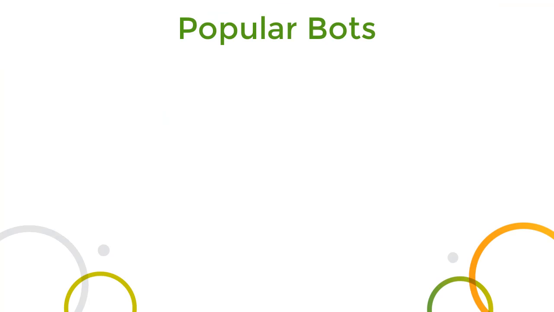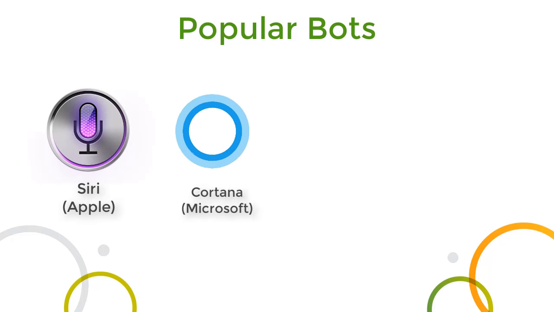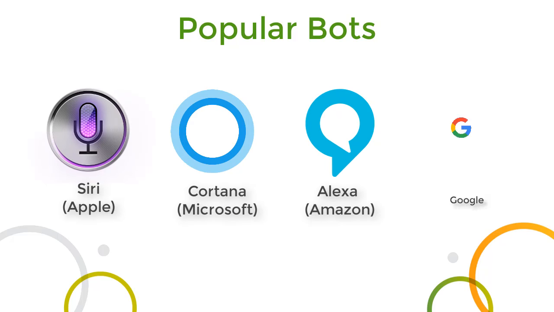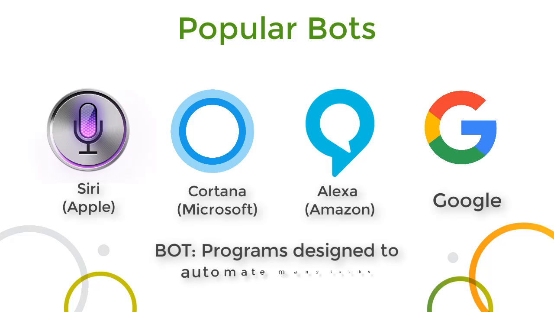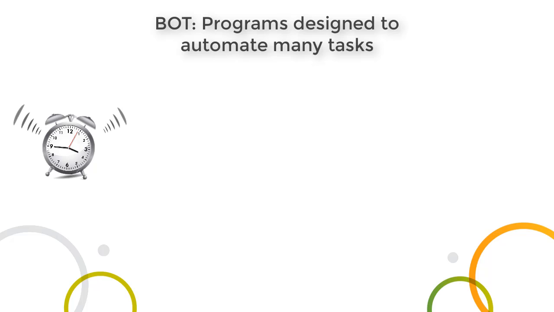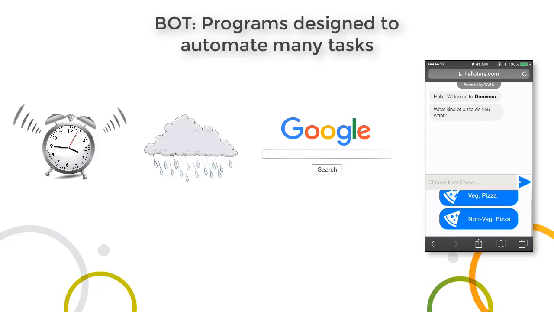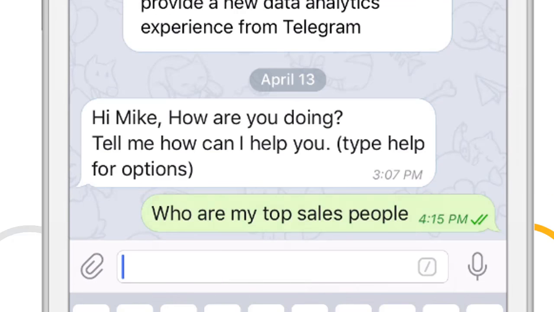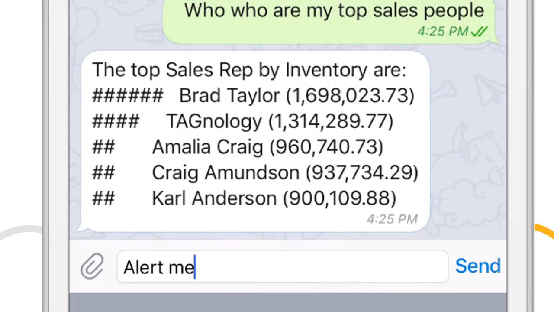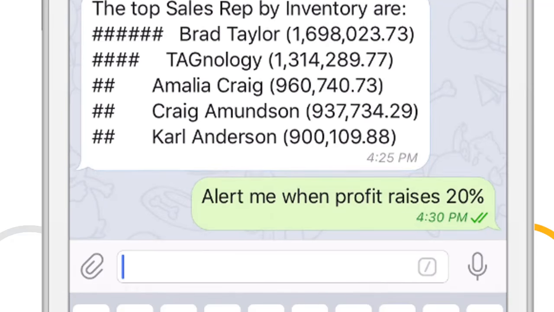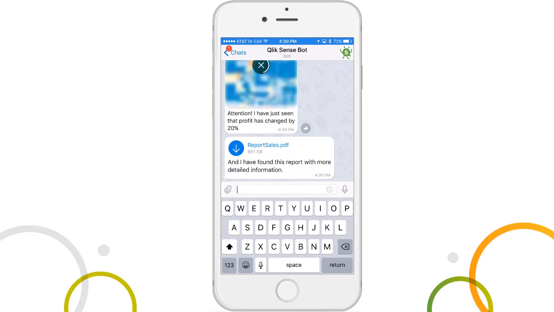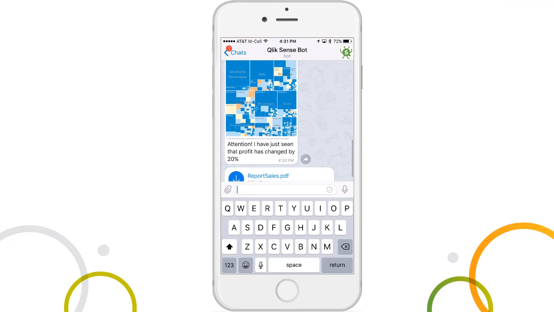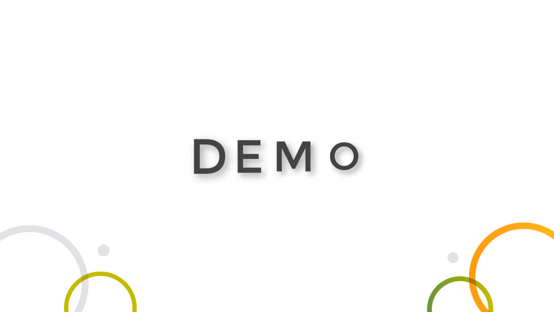Now, you already know some popular bots: Siri, Cortana, Alexa, and of course Google. These guys are programs designed to perform tasks such as setting an alarm, telling you the weather, and searching online, or even ordering a pizza. So why not have a bot tell you who your top salespeople are? Or alert you when profit margin reaches 20%. Or even have it send your charts and reports directly to your device. The possibilities are endless. Let me give you a quick demonstration of the QlikSense bot in action.